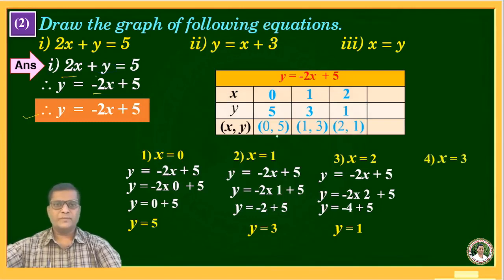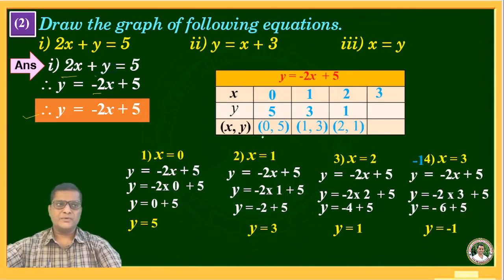For the fourth value of x, we will take x equal to 3. Write this in the table and substitute in the given equation. After simplifying, we will get the value of y is minus 1. Write this value in the table, and the coordinates of the point are (3, -1). In this way, you can complete the table, and by using this table, we will plot the graph.